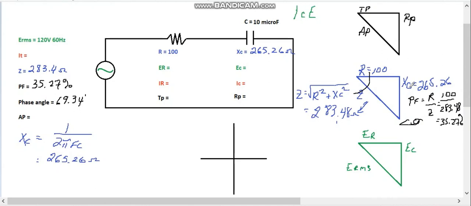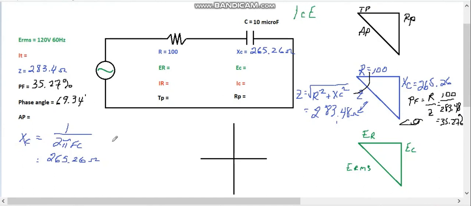So out of all that, we're able to get our power factor. Out of finding our capacitive reactance, we're able to find our total impedance. Now that we have our total impedance, we're able to find our power factor and our phase angle. Now we have these values here. Let's find our currents. Once we find our currents, then we can start working our way down through here.